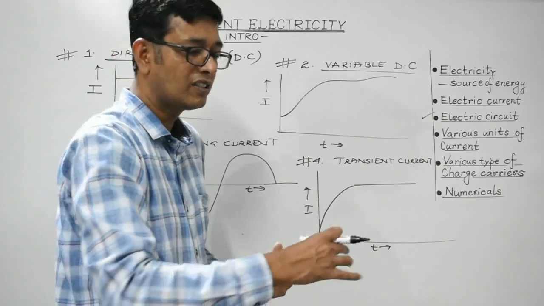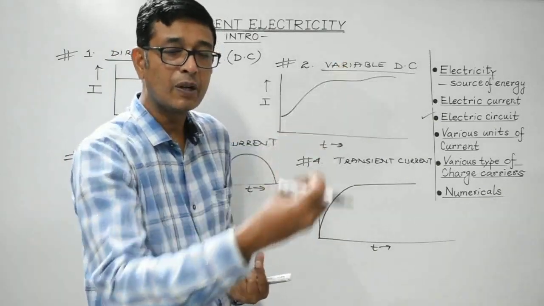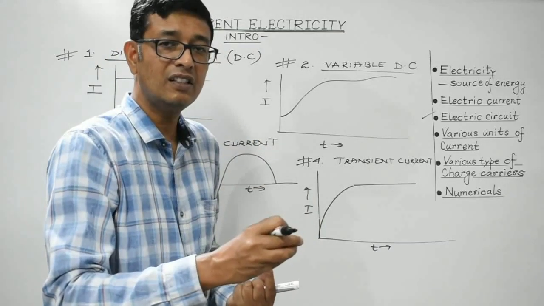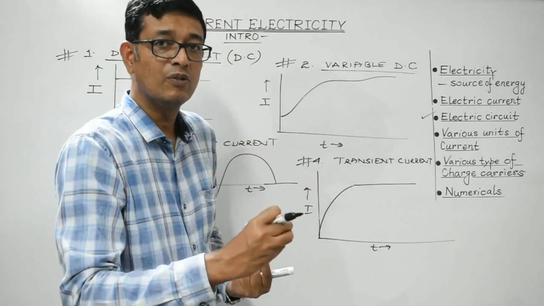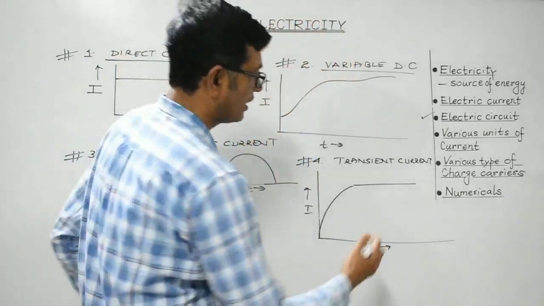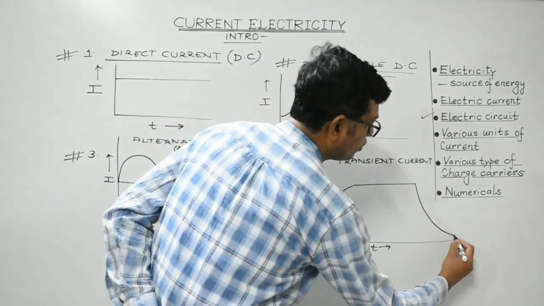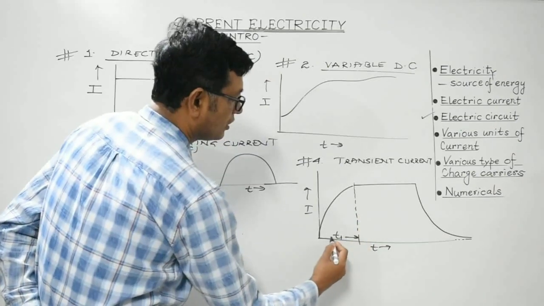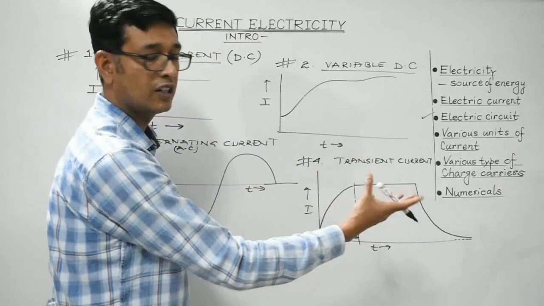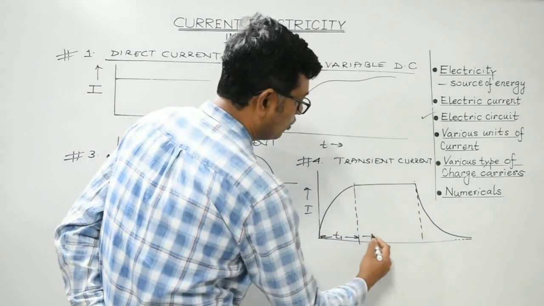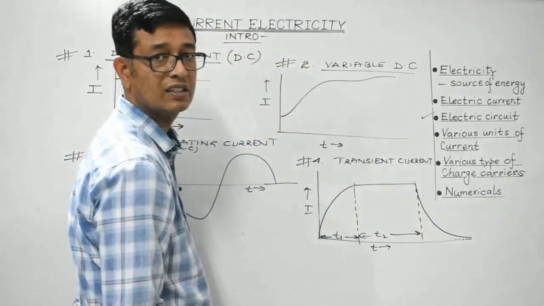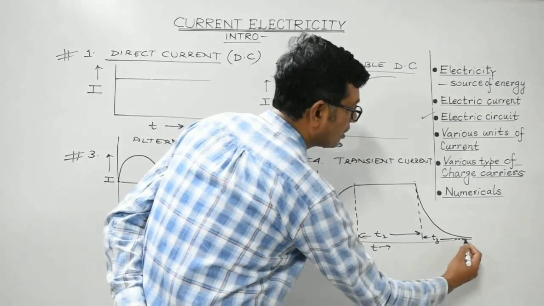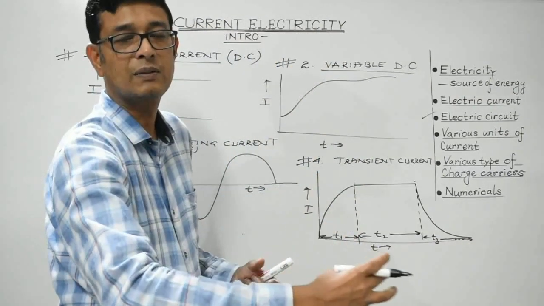And then when the circuit is switched off, the current will not abruptly or suddenly become 0. Instead, even after switching off the circuit, the current will take some finite time to decay from maximum to 0 value. So this is the time T1, which is the time taken during the growth of current. This is the time T2 during which the current remains steady or constant. It is the case of DC. And T3 is the time interval during which the current decays from maximum to zero value.